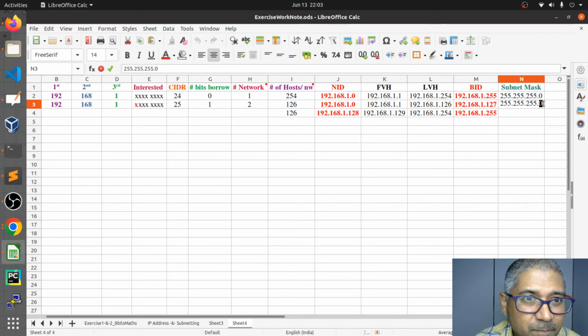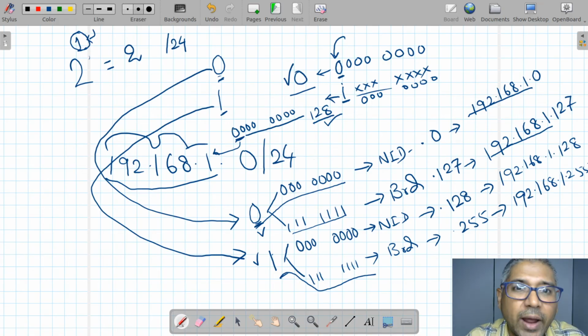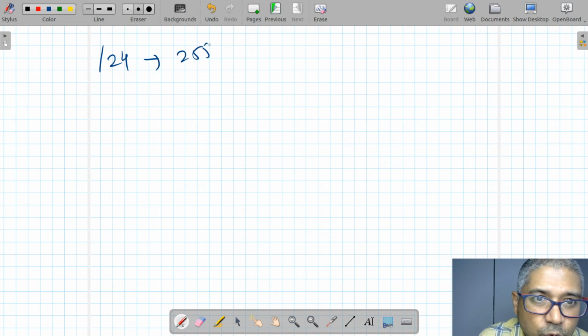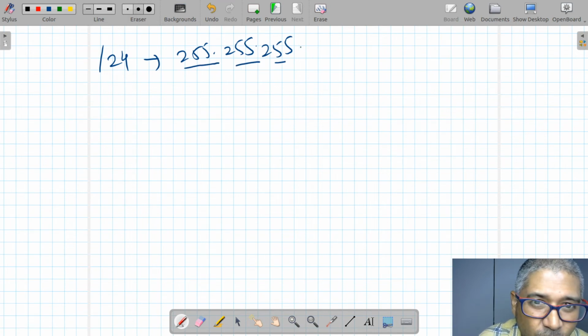So how do you write the subnet mask? Let's understand, then you will understand. How do you write the /24 subnet mask? /24 means all the network bits will be 1s, and the remaining host bits will be 0000, which means 0.